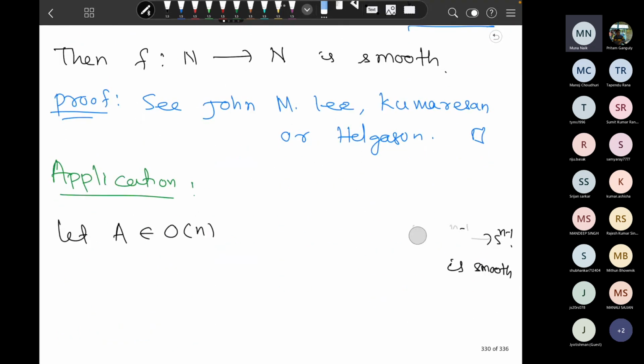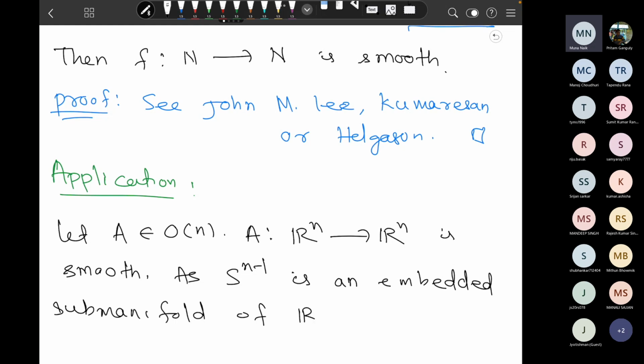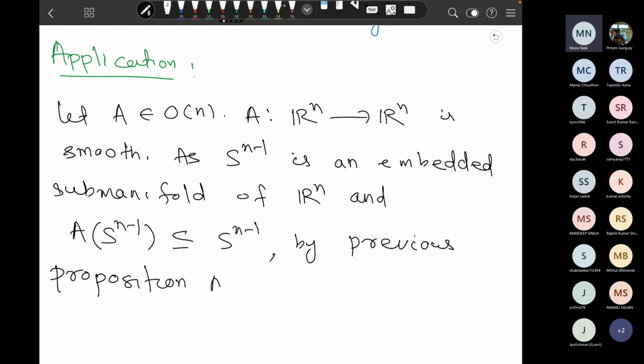Okay. So let me write that. Let A belong to O(n), and then A from R^n to R^n is smooth because R^n has a global chart and A is a linear map. So S^{n-1} is an embedded submanifold of R^n, and A of S^{n-1} is contained inside S^{n-1}, and by the previous proposition, A from S^{n-1} to S^{n-1} is smooth.